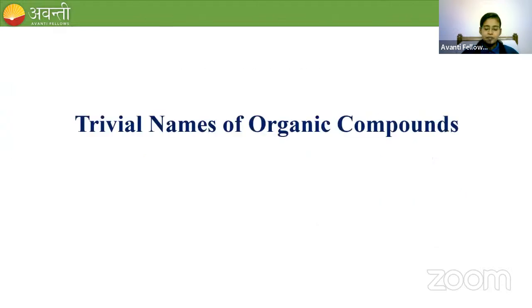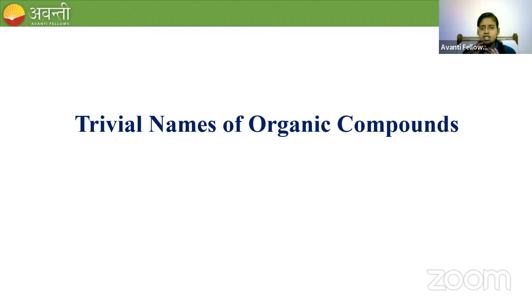Let's go for nomenclature. I'm going to jump into the nomenclature. The first part of the nomenclature is trivial names of organic compounds. So what is meant by trivial? Trivial means common name. Each compound will have a common name and an IUPAC name. Each organic compound will have two names. One is the common name and the other one is the IUPAC name.